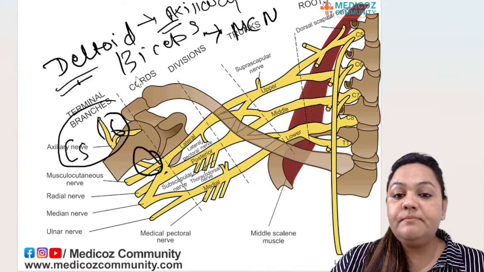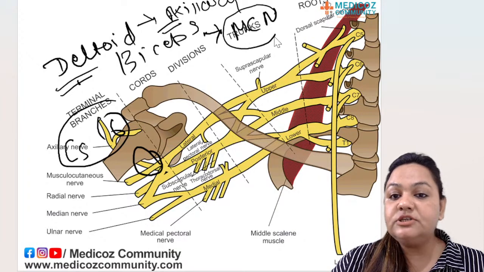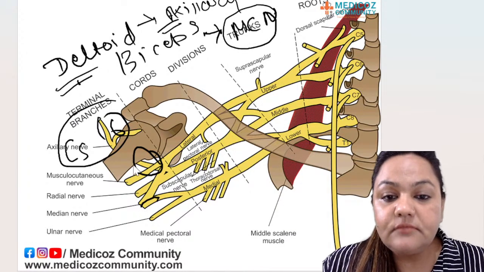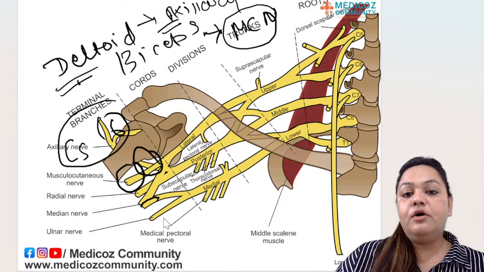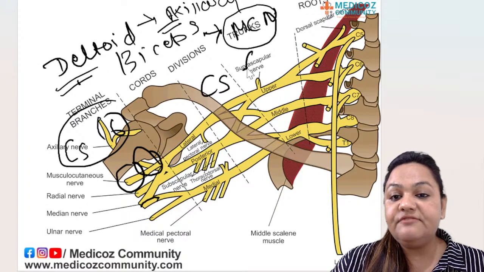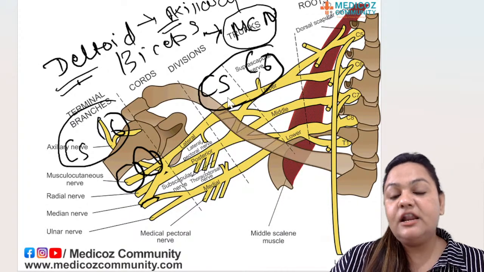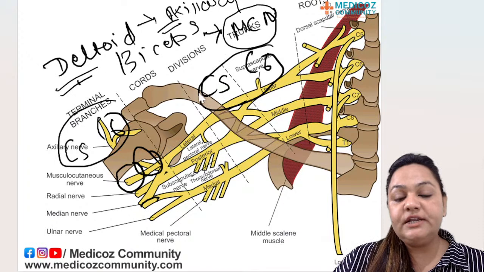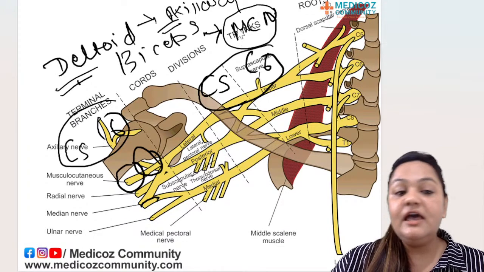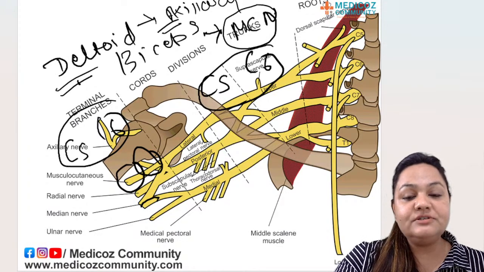Now the biceps muscle is supplied by the musculocutaneous nerve, which comes from the lateral cord of the brachial plexus, with root value again C5 and C6. Now we have this point here: C5 and C6 is the root value for both the axillary and the musculocutaneous nerve. Now we will look into the options here.